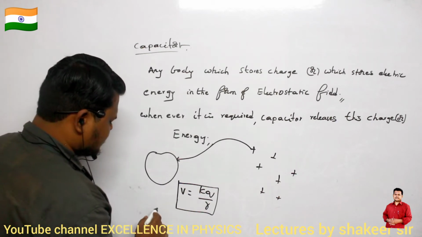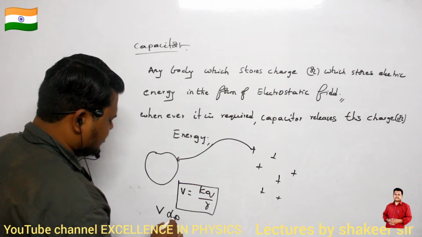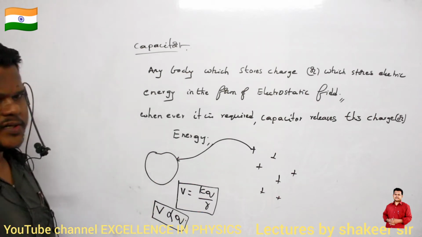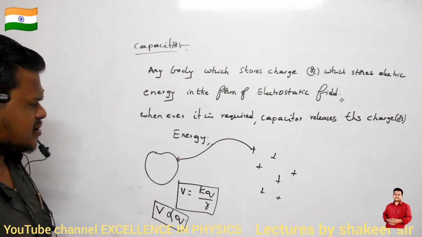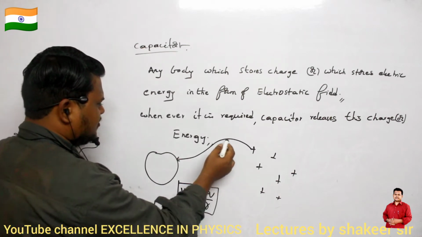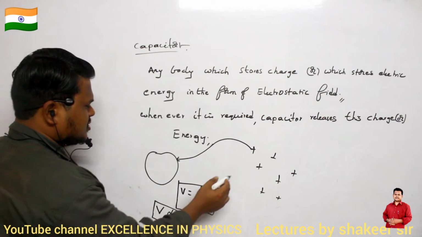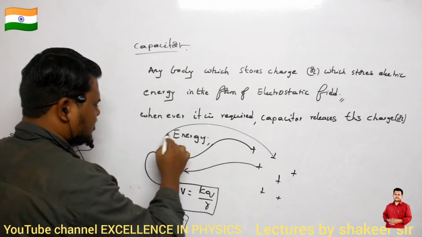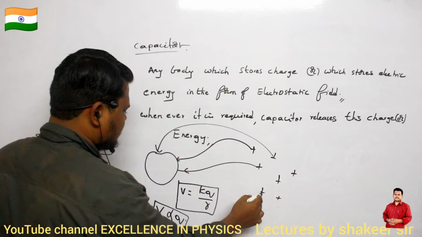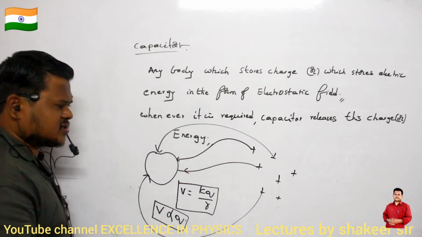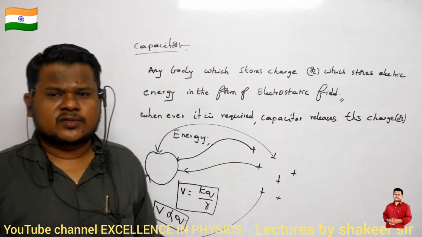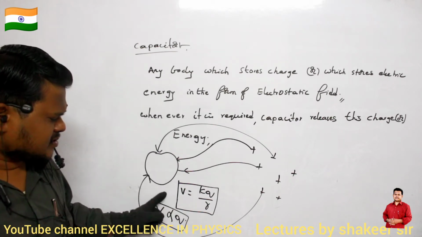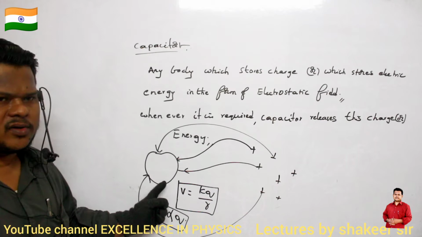So therefore, can I say that potential is directly proportional to charge? What is meant by potential being directly proportional to charge? If I add one charge, potential increases. If I add another charge, potential further increases. If I add another charge, potential further increases. So the potential of this conductor continuously increases as charge is continuously deposited on this conductor.